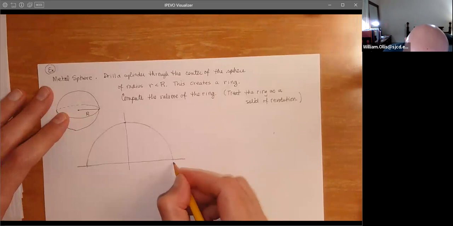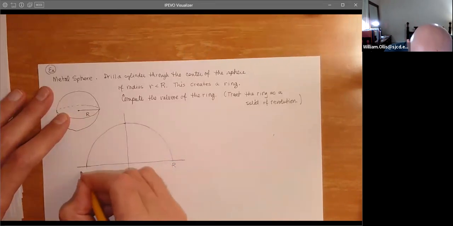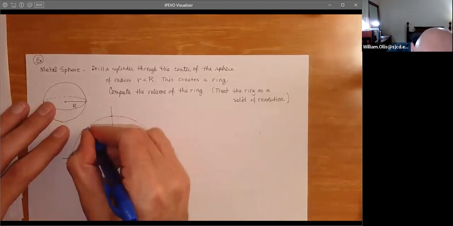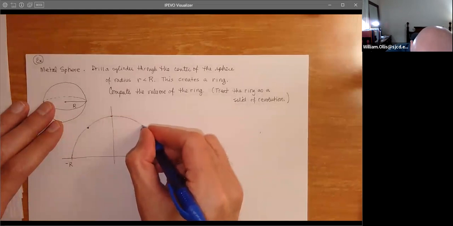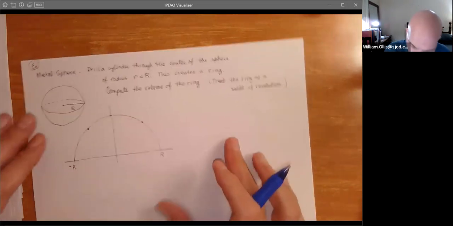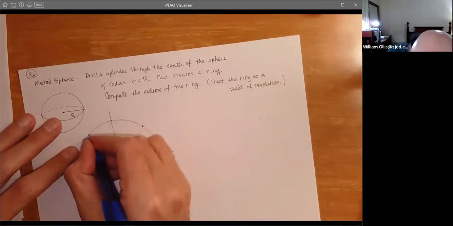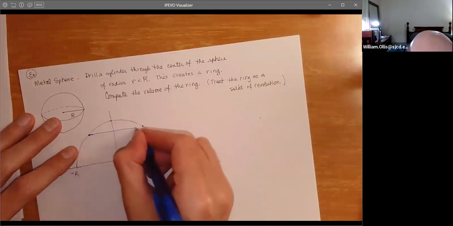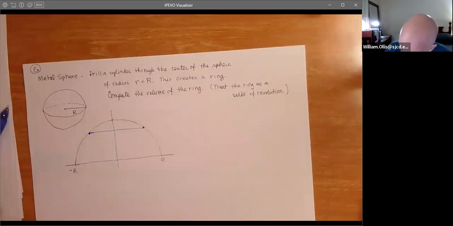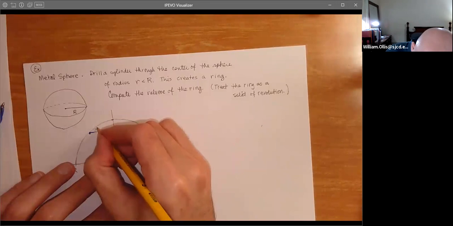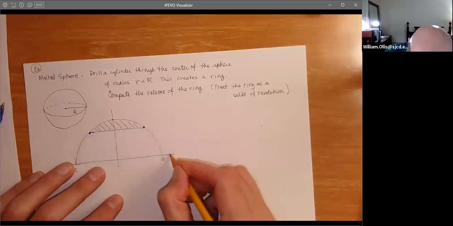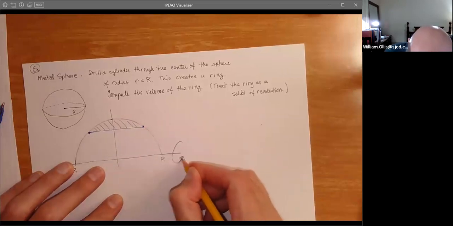So now what we have, we've got this uppercase R here, and we've got a minus R here. And then we basically have this cross section, which is going to define what we bored out, the cylinder of radius lowercase r. So here's the ring here. If we revolve this, we create the ring. So now we're going to think of this ring as a solid of revolution.